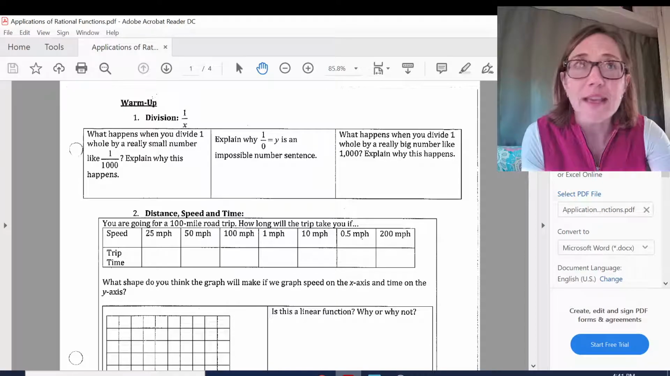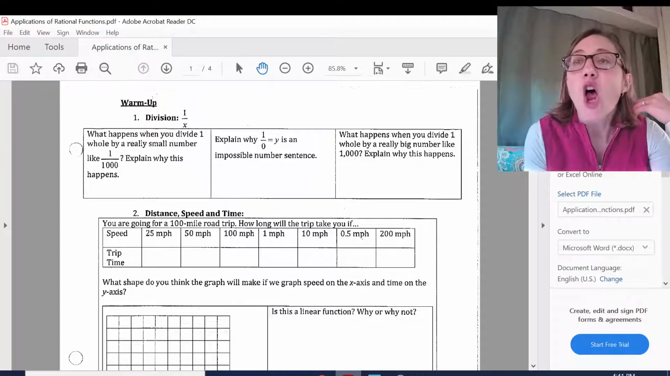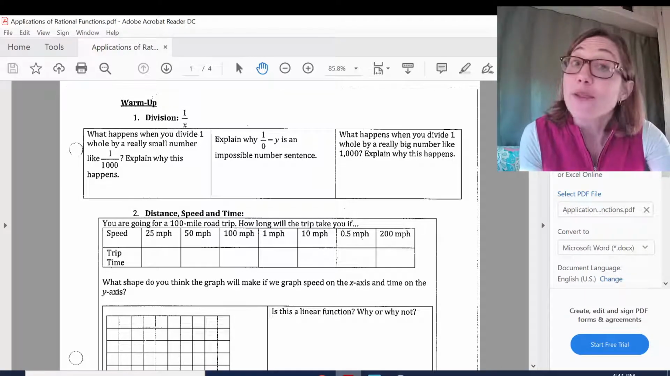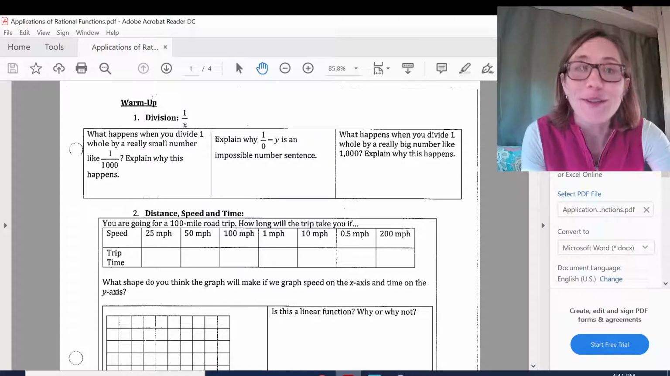And I know what you're thinking. You're like, oh, there is no point to this. Why is Mrs. Freeze teaching us this? Does she just want to torture us? And no, I do not. And there are good uses for this. So that's what we get to see today.